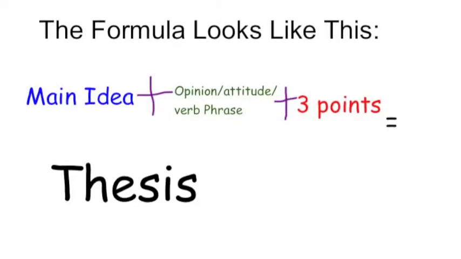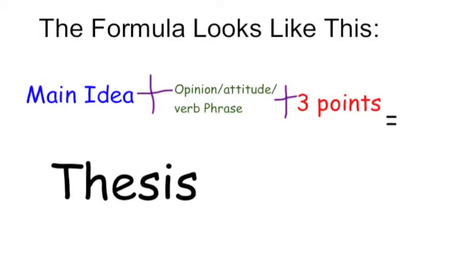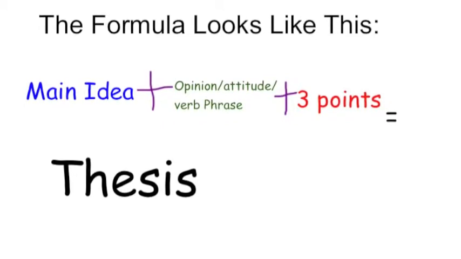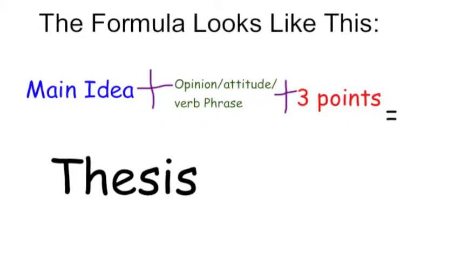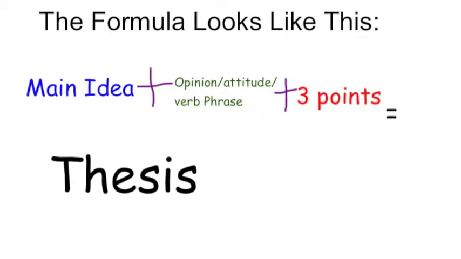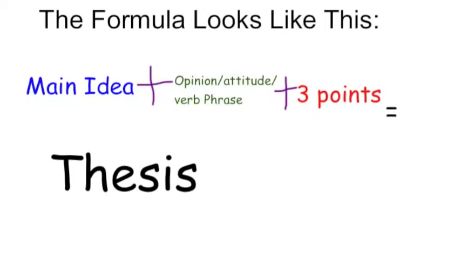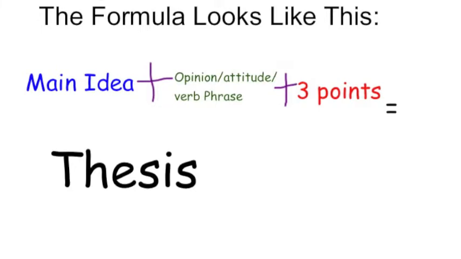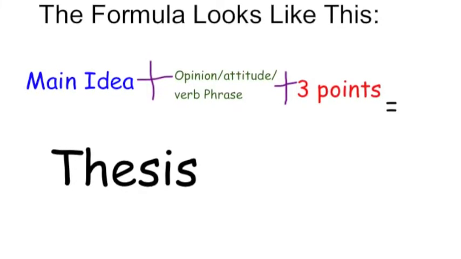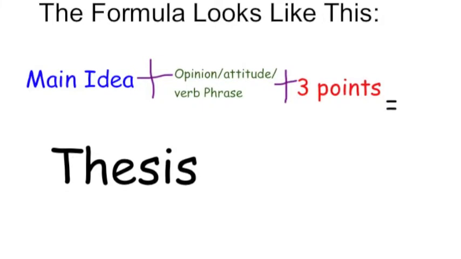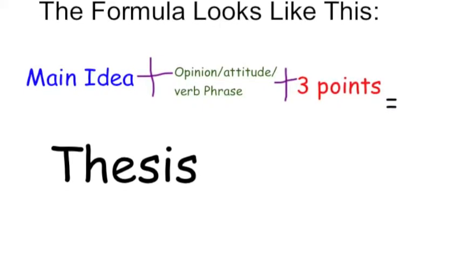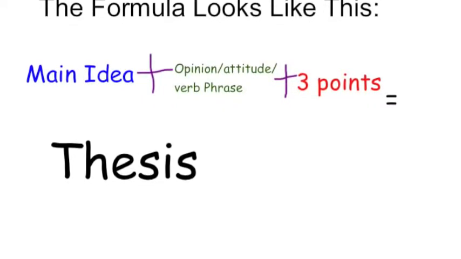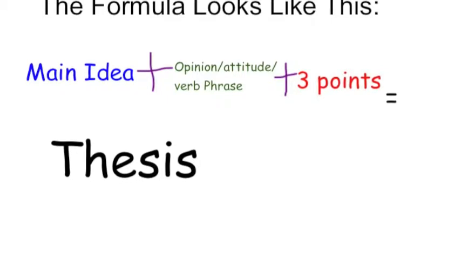So let's further look at the formula. When we see the formula, it's broken out into specific colors as well. Main idea is blue, opinion, attitude, and verb phrase are green, and then our 3 points are in red. This will help us organize our ideas and categorize our vocabulary as we determine any keywords that we're going to use. It'll help us organize things by color. So when we're applying the formula, we always want to use it this way. It should always be main idea, opinion, attitude, verb phrase, and 3 points.